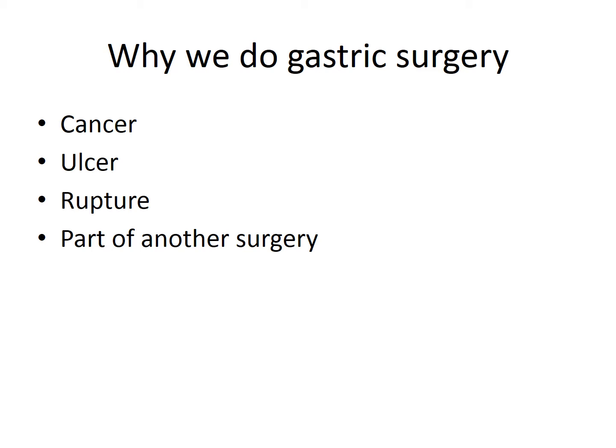Sometimes these ulcers, without rupturing, can erode into a blood vessel. In that case, you will get uncontrollable bleeding or hemorrhage into the upper gastrointestinal tract. It might manifest as hematemesis, bleeding or vomiting of blood, or passing blood through the rectum.